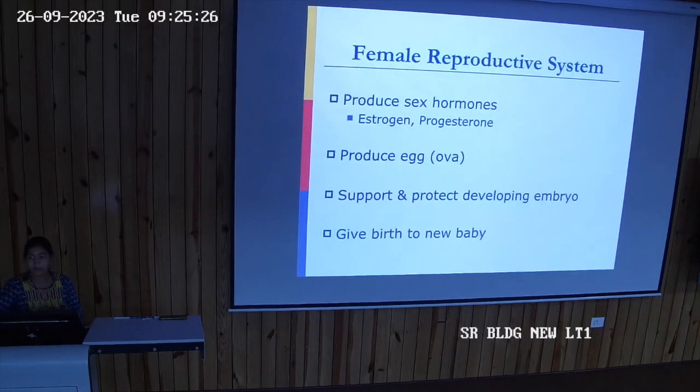Then another function of the female reproductive system is support and protection of the developing embryo. The whole process of fertilization and the growth of the fetus takes place in the uterus. So it supports and protects the developmental changes occurring in the uterus, and gives birth to the new baby. So it acts as a passage for the birth of the baby.